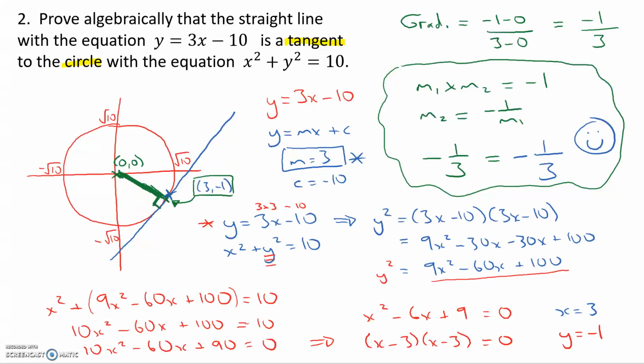That was not enough. All that told us was the two lines intercepted. That did not tell us that one line was a tangent to the circle. To do that, we needed to think, how could we prove that one was a tangent to the circle? Well, what do we know about tangents? They meet the circle at 90 degrees. The radius hits at 90 degrees. What do we know about perpendicular lines? The product of their gradients is negative 1. The second gradient is the negative reciprocal of the first gradient.